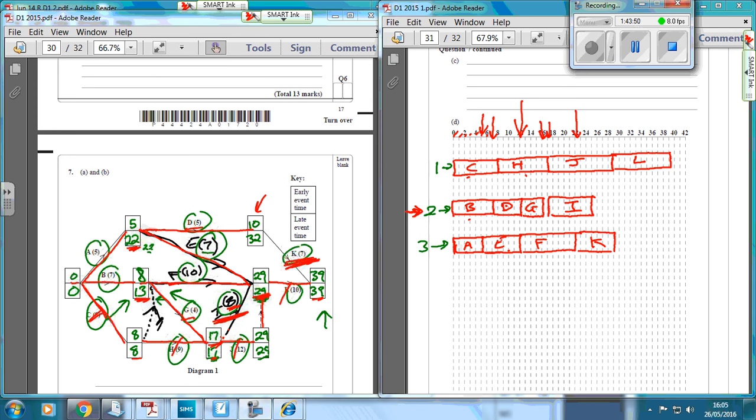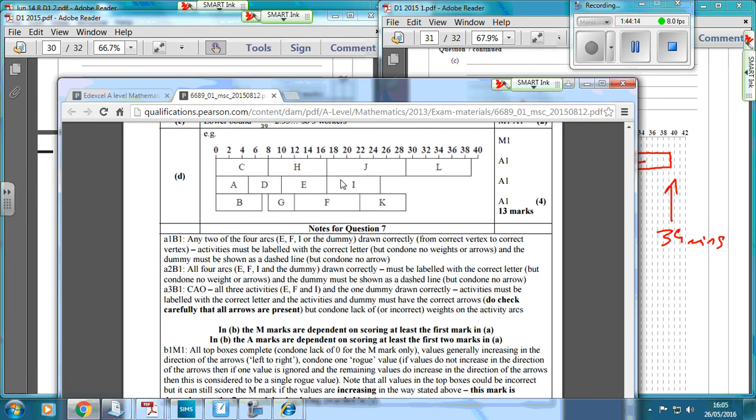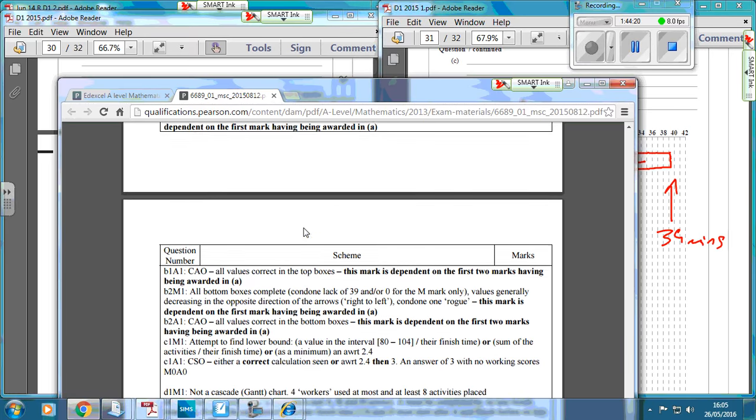And that's it. And that's all of them done within the allotted time. So that's our minimum workers, 1, 2, and 3. And it's all done without lengthening the project, which still remains at 39 minutes. I believe that's it. Just check. In fact, we can check the answers. I think that's okay.